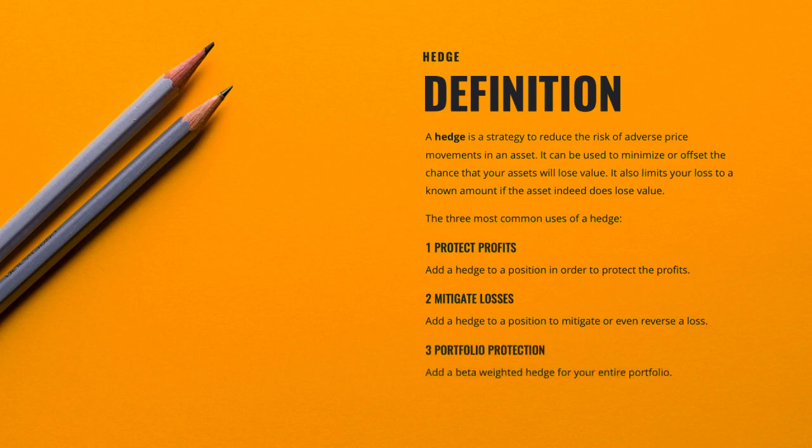And three, savvy traders and investors know how to do portfolio protection using a hedge. You can add a beta-weighted hedge for your entire portfolio. And beta weighting is just a fancy word for knowing how much of a hedge you need to put into the portfolio by comparing how volatile each individual stock is compared to the whole market.